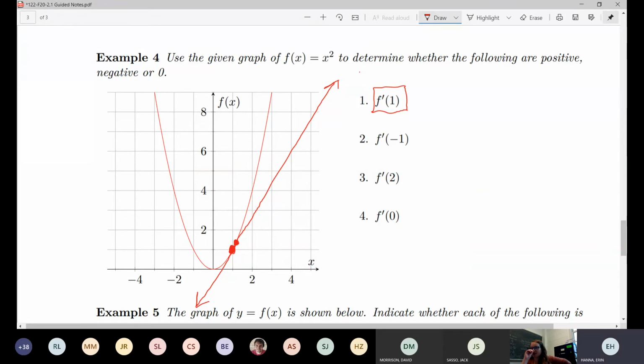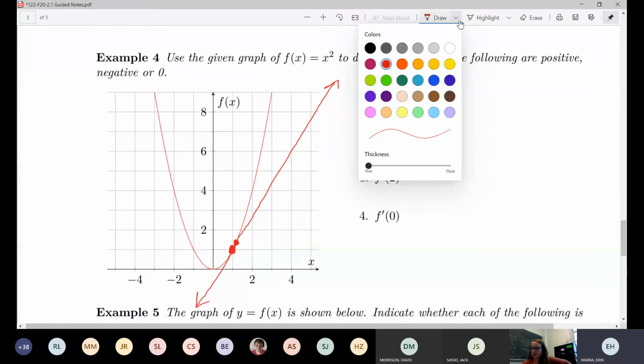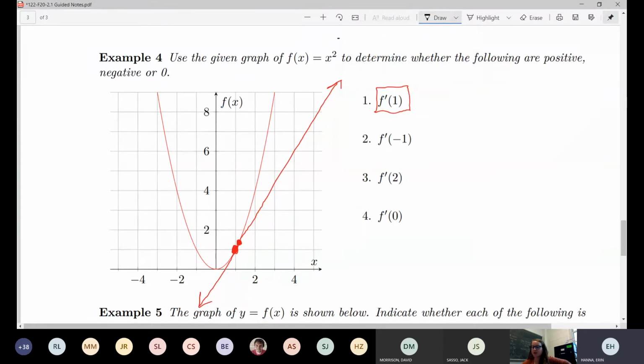Since we're looking at slopes, is the slope of that positive, negative, or approximately 0? Since that's an increasing line, an increasing function, this value would be positive. I don't know the number, but I know it's going to turn out to be positive because the slope of that tangent line is positive.